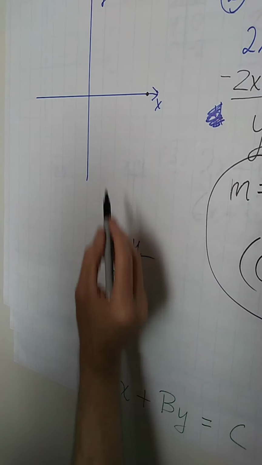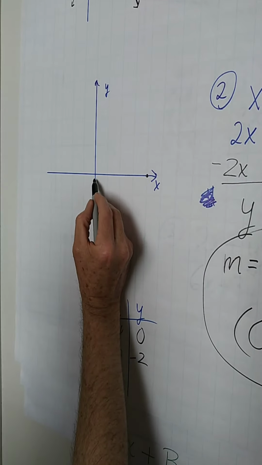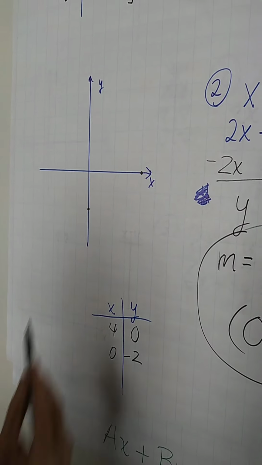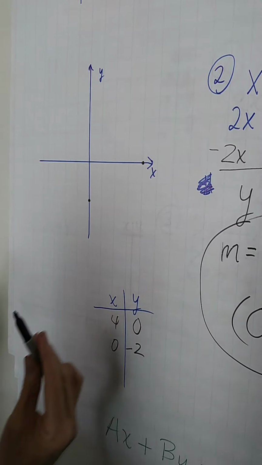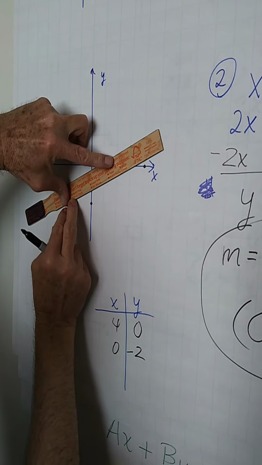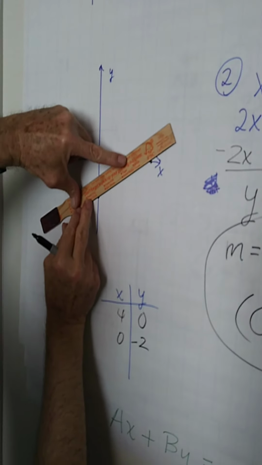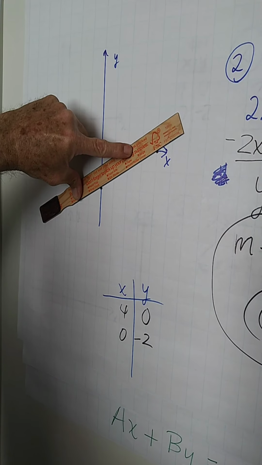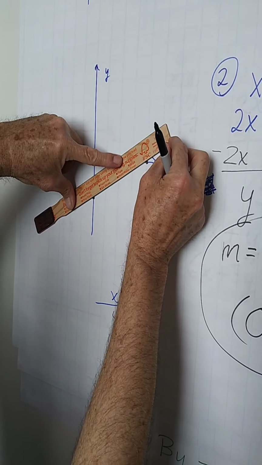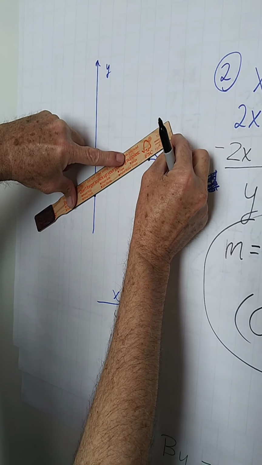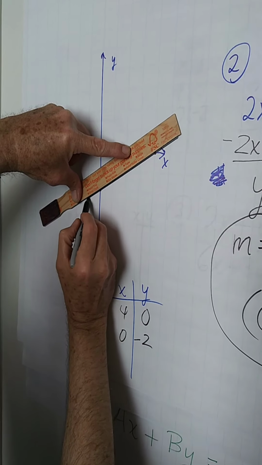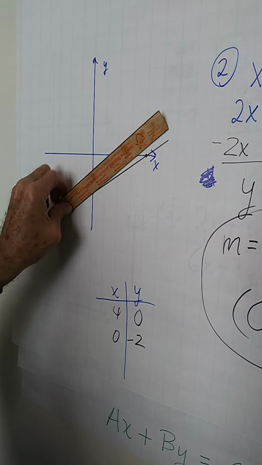0, negative 2. X is 0, down 2. 1, 2. Y-intercept, X-intercept. Line those guys up as well as you can, and make the line long enough, because you don't know where the other one is going to intersect it.